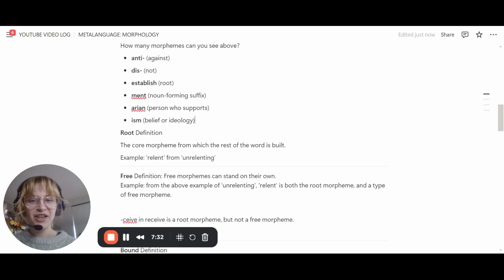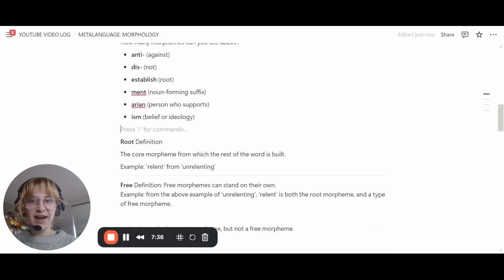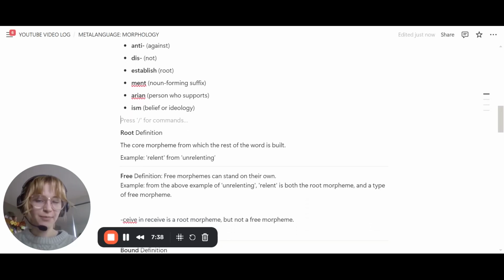Let's talk about that now. So what is a root? The root in anti-disestablishmentarianism is establish. That's where the core meaning of the word comes from. So, for example, in unrelenting, the core root morpheme is relent, because that's the meaning that we're then altering with the affixes that we're adding on.